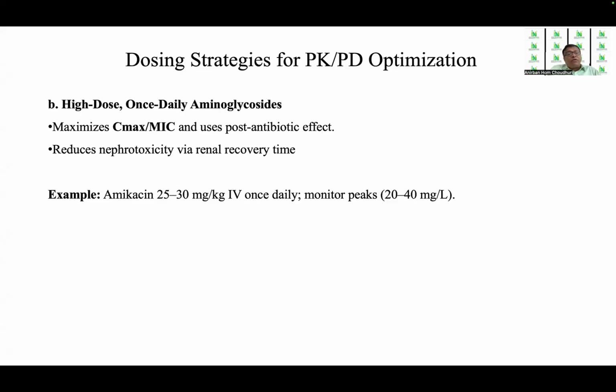Whenever we use high-dose, once-daily aminoglycosides, this maximizes the Cmax over MIC and uses the post-antibiotic effect. It also reduces nephrotoxicity via the renal recovery time, which gives the kidneys sufficient time to rest, and as such the kidneys also improve their function. Example: amikacin 25 to 30 milligrams per kg IV once daily, and we can monitor the peaks and keep them between 20 to 40.